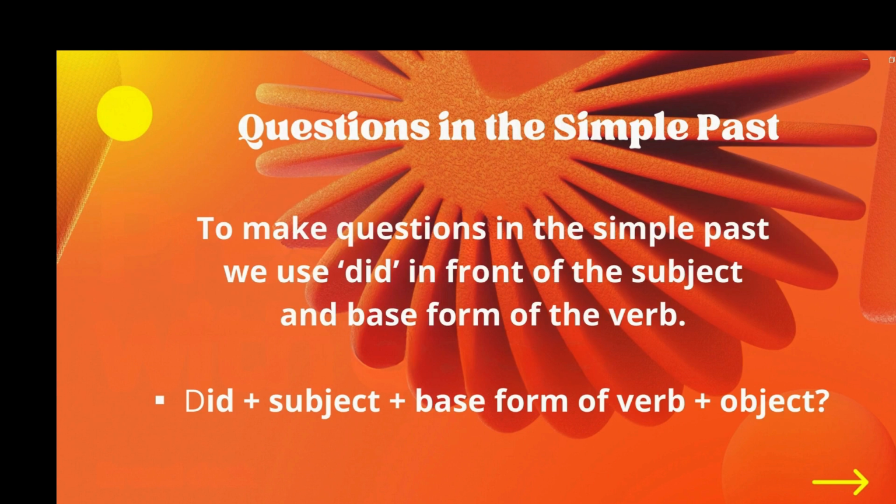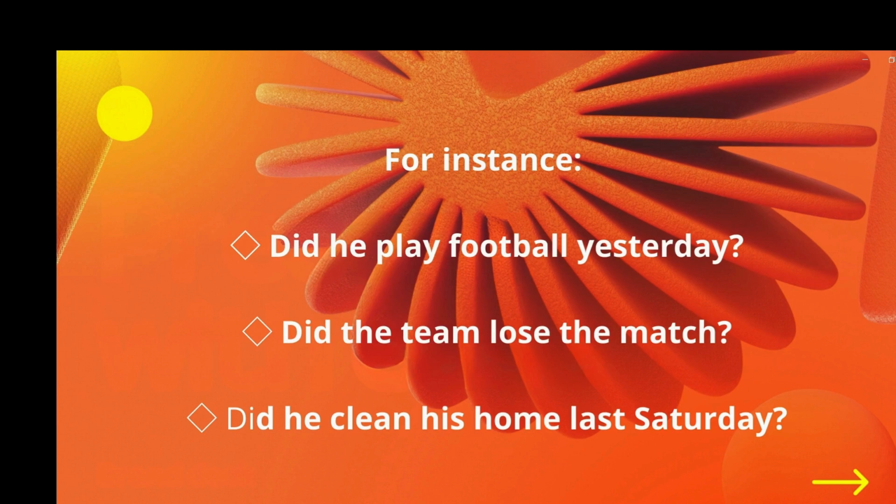To make questions in the simple past, we use did in front of the subject and base form of the verb. Did plus subject plus base form of verb plus object. For instance, did he play football yesterday? Did the team lose the match? Did he clean the house last Saturday?